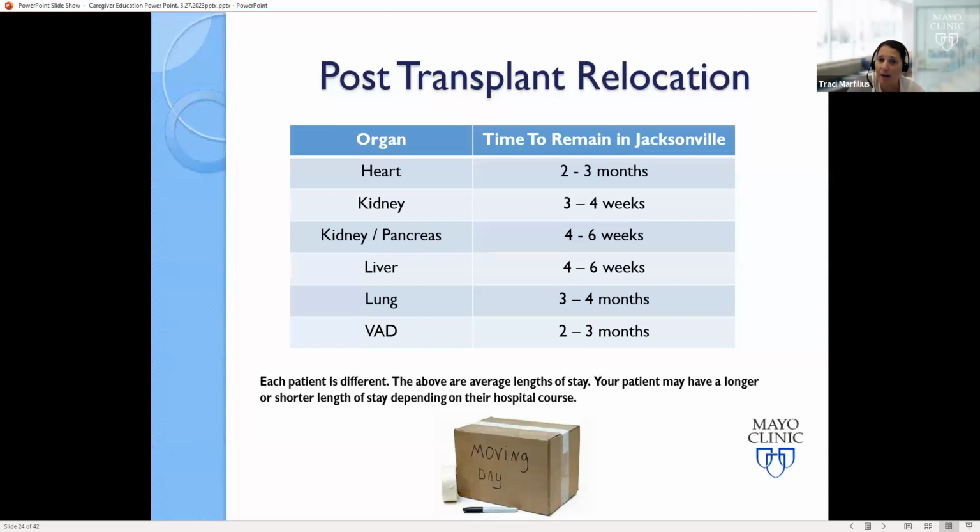Kidney is about 3 to 4 weeks. Kidney pancreas is about 4 to 6 weeks. Liver is about 4 to 6 weeks, and lung is 3 to 4 months. Now, these are average lengths of stay, and every patient situation is different. So you can certainly have a longer or shorter length of stay depending on your hospital course.